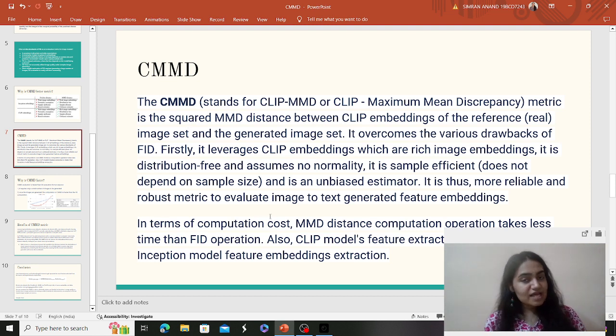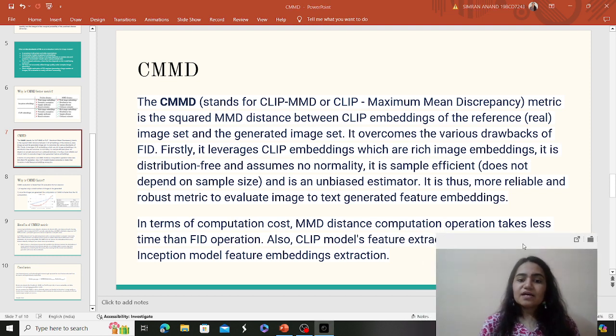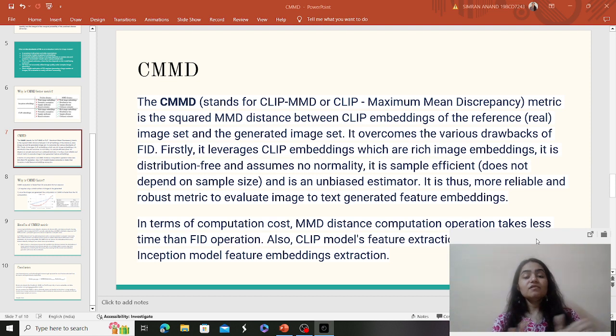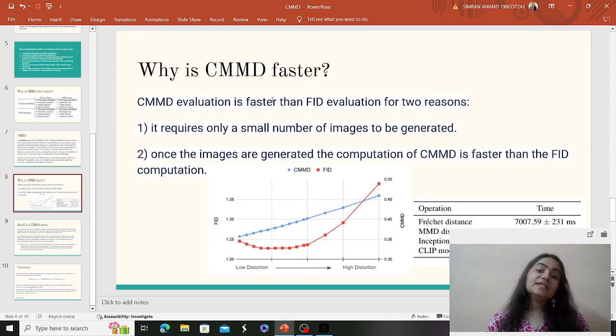In terms of cost as well, computation and time, MMD distance computation takes less time than FID. This has also been proven scientifically when empirical experiments were carried out. Also, CLIP model feature extraction is faster than Inception model feature embeddings extraction. That is again an advantage here, because feature extraction takes a lot of time. It's not an easy process, right? And CLIP feature extraction is taking less time than Inception feature extraction. So that's all about CMMD, and why I would say CMMD is a better metric.